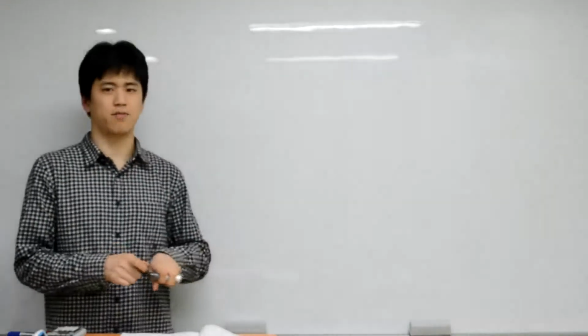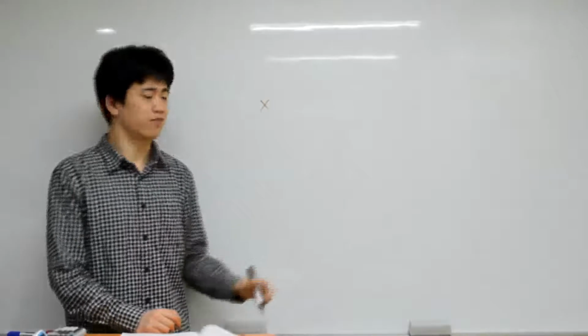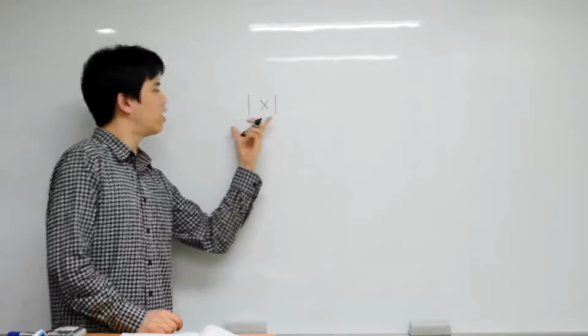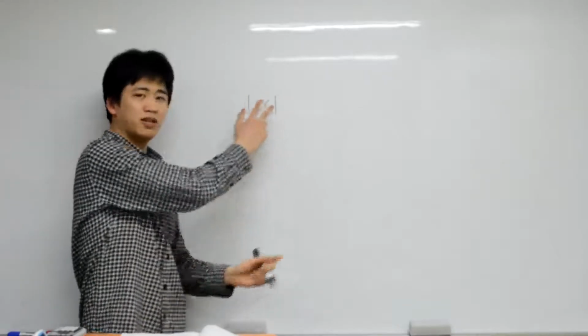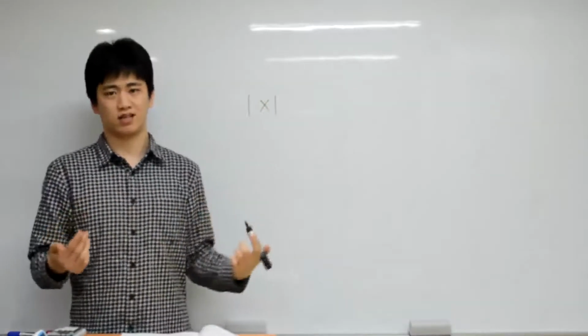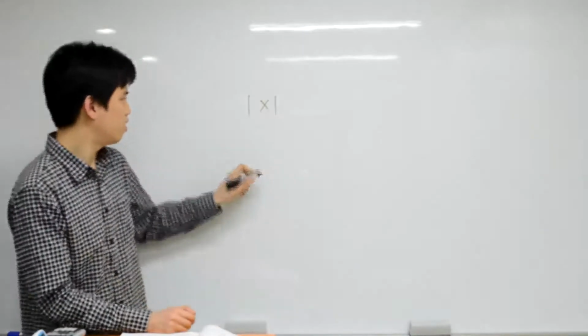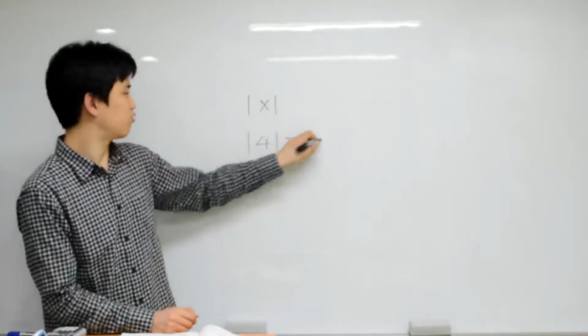So we talk about something called the absolute value. Say we have a number x. This symbol means the absolute value of it, so two parallel lines on either side. And this basically means the size of x, right? So for example, what is the absolute value of 4? It's the size of 4, which is just 4, right?